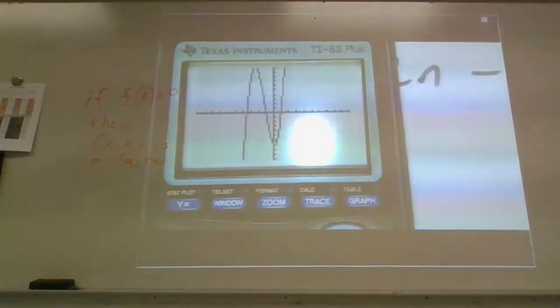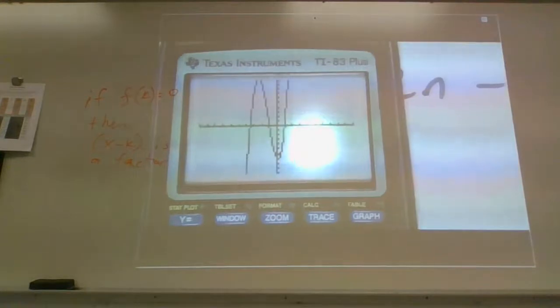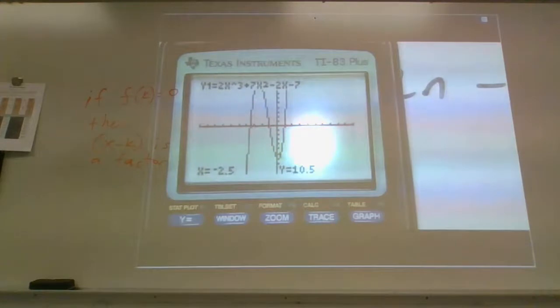Can you visibly identify any of the zeros on this graph if you had to take a guess? What do you think? -1 and 1. I agree. 1 and -1 seem like the zeros. What's the last one? Let's see. -2.5? Nope. Maybe -3.5? Nailed it. That was a pure guess.